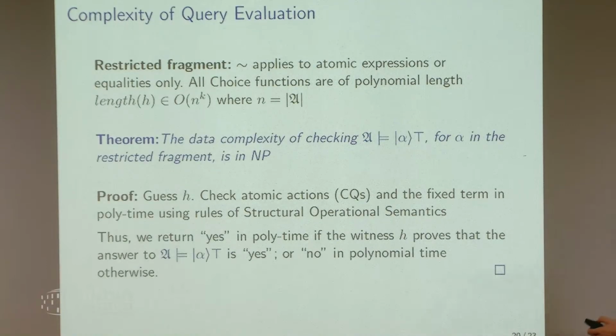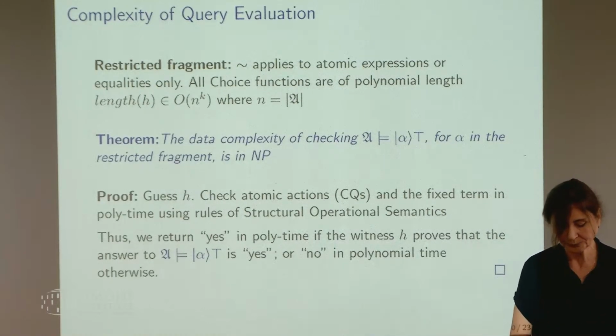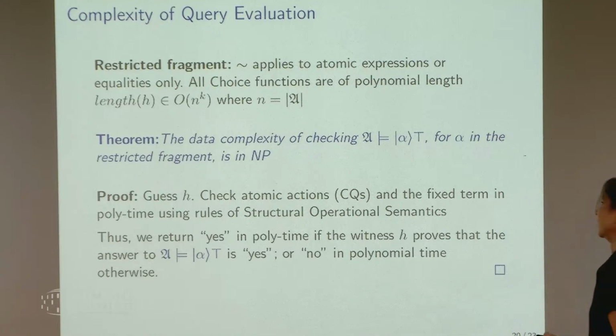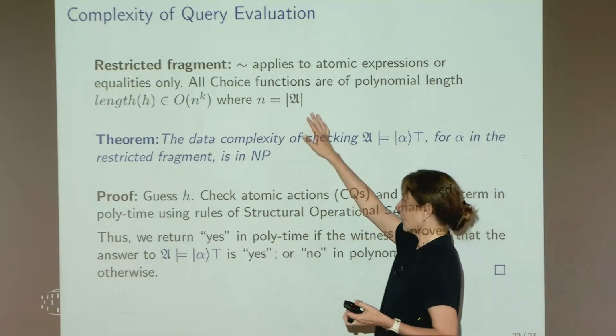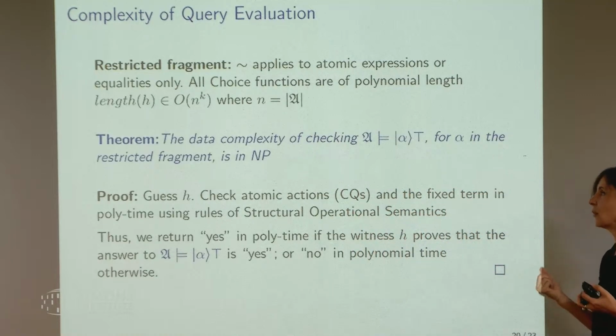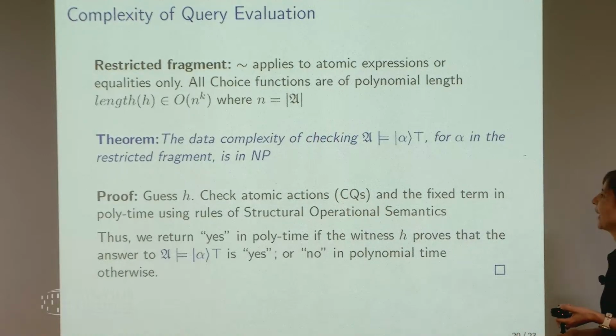The main theorem here is about capturing a complexity class. Essentially, the corollary of the two statements I have tells us that under certain conditions, we can capture the complexity class NP. What are the conditions? Negation is applied to atomic expressions only or to equalities. All choice functions are of polynomial length. That is, after a polynomial number of steps in the size of the input structure, the choice function says, sorry, I'm undefined after that. Then the first theorem says that the data complexity of checking the main question is in the complexity class NP under those restrictions.